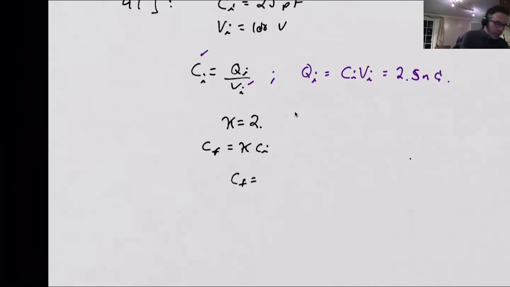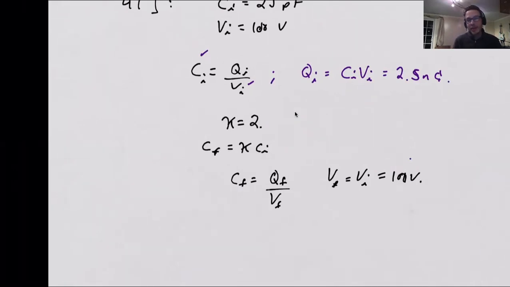is also going to be Q final over V final. But remember, V final is equal to V initial because we kept the 100-volt battery attached to this the entire time. Let's backtrack it now then. What do we see then? We see that if this is the case, we already knew C initial and we knew kappa, so that means we now know C final. If we know C final and we know V final, we can now solve for Q final. So Q final is just C final times V final, which I get to be 5 times 10 to the minus 9 coulombs, or 5 nanocoulombs.